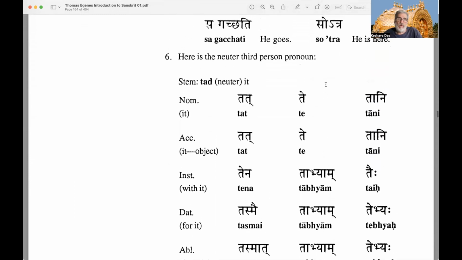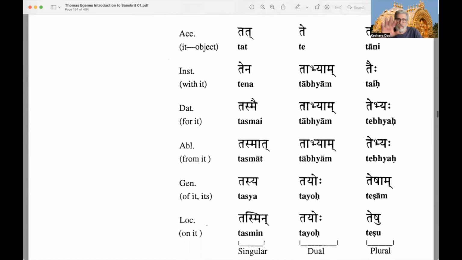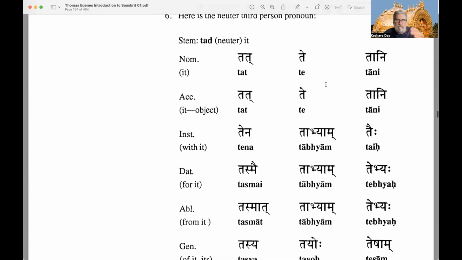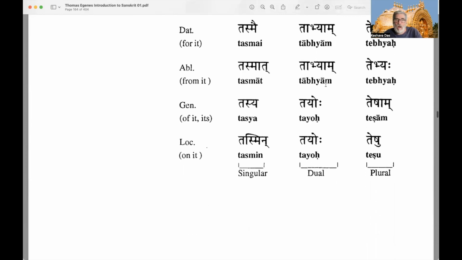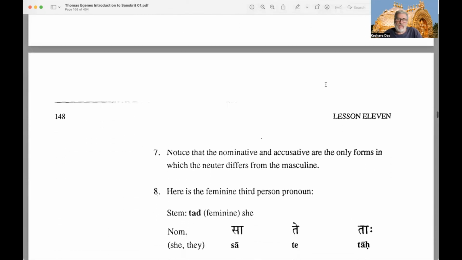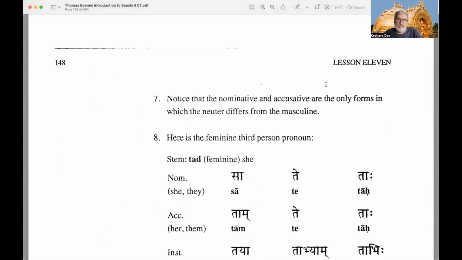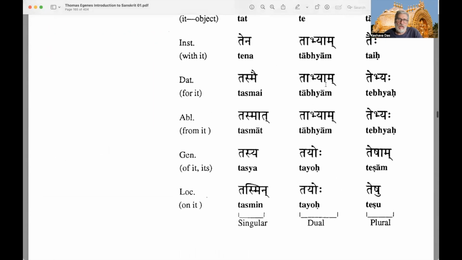It, the pronoun, third person pronoun, it. Okay, right. So we don't need to go through the English meanings because it means: it, subject; it, object; with it, by it; for it, to it; from it; of it or its, right; on, in, or at it, right? That's what it means. So now, notice that the nominative and accusative are the only forms in which the neuter differs from the masculine, right?